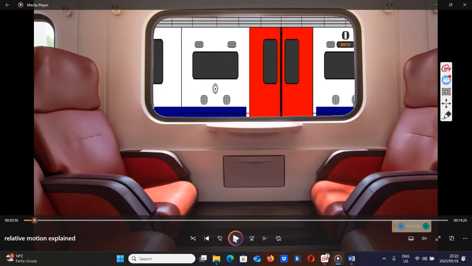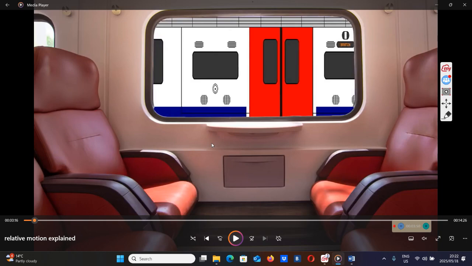For someone who'll be inside this train, sitting on this seat, his eyes will show him that train B is the one in motion, while actually the train that is in motion is train A. So you will see that just now.